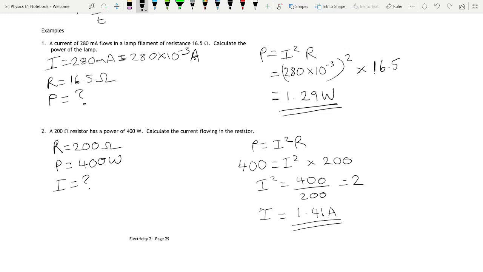So for number 2, P equals I squared R. So the power is 400. Current squared, well, you want to find current, so you just leave it as is, times by the resistance, which is 200 ohms. So current squared is 400 divided by 200, which is 2. So to find the final current, you need to square root 2, which is 1.41 amps.